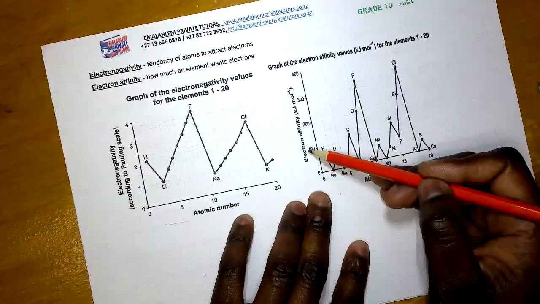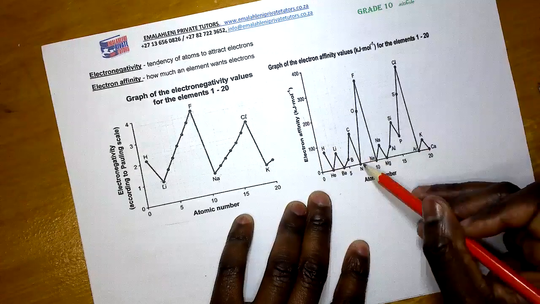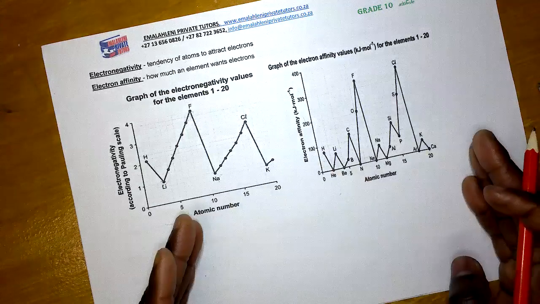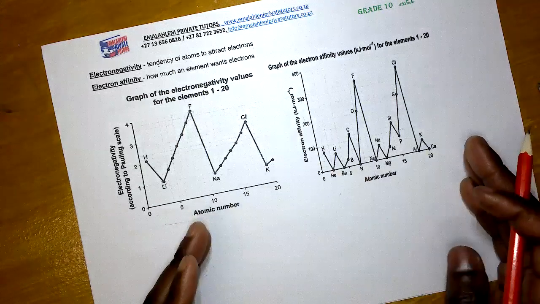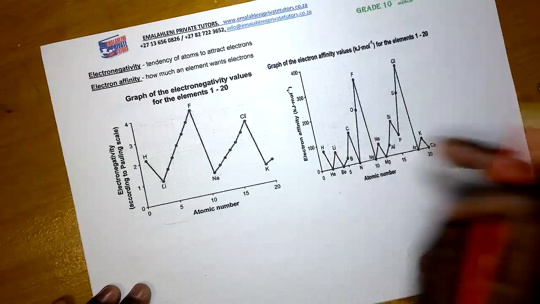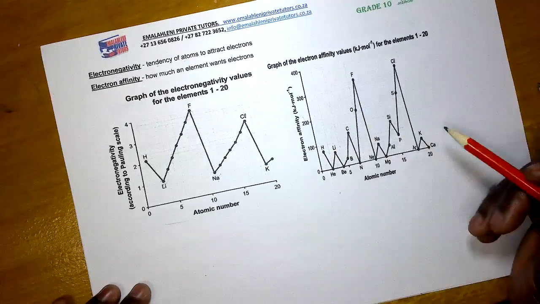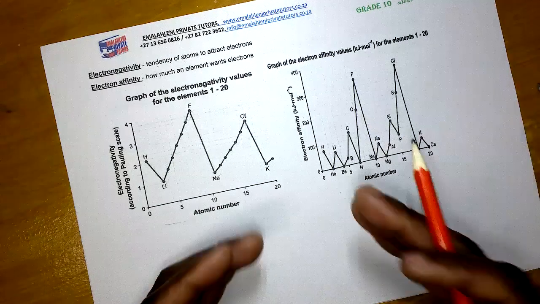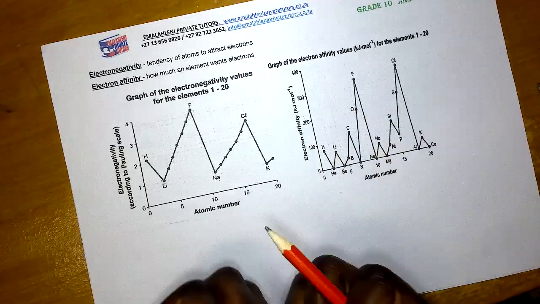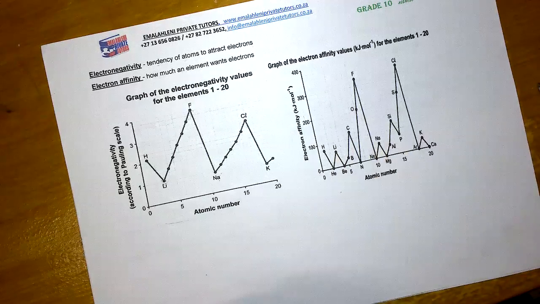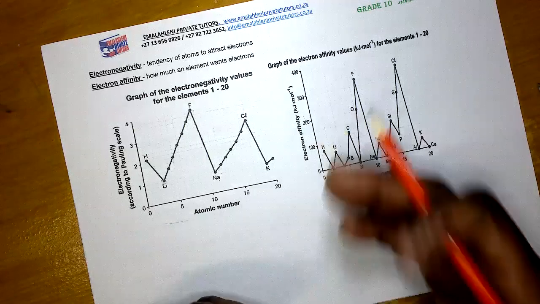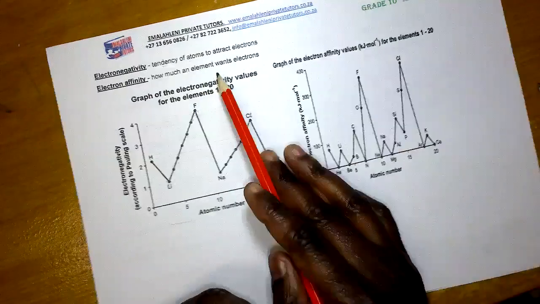Then let's talk about electron affinity as well. Electron affinity increases across when you move from lithium to fluorine. Why? Metals like lithium tend to lose electrons. They don't need electrons, they tend to lose electrons rather than gain them. So that's why we find that they don't want electrons.